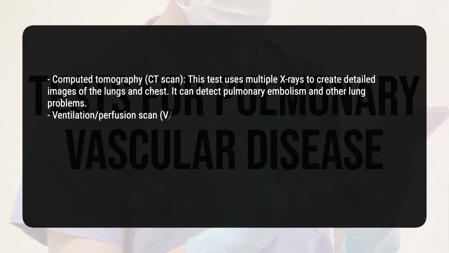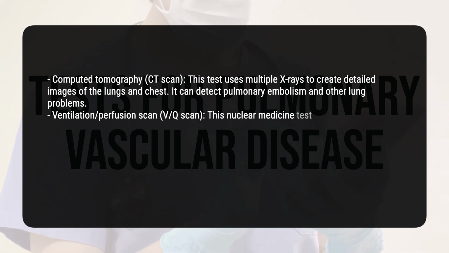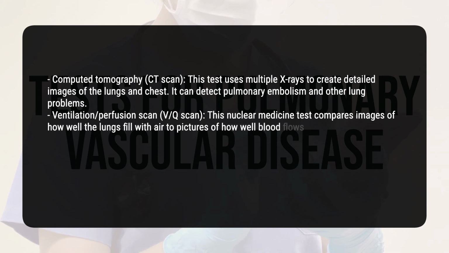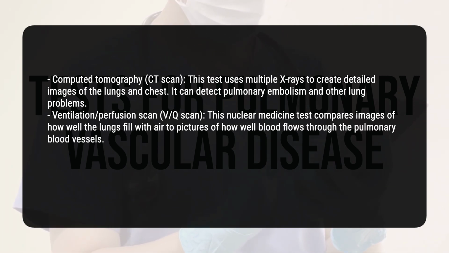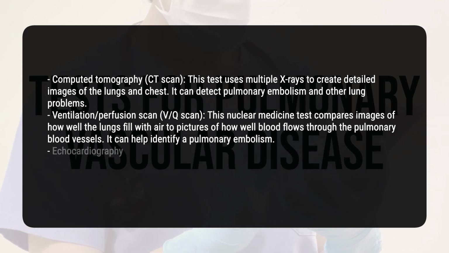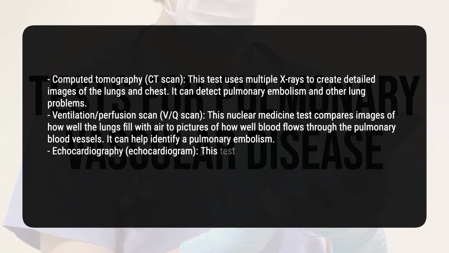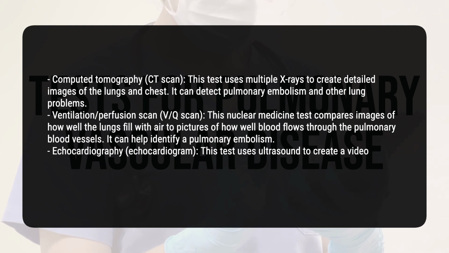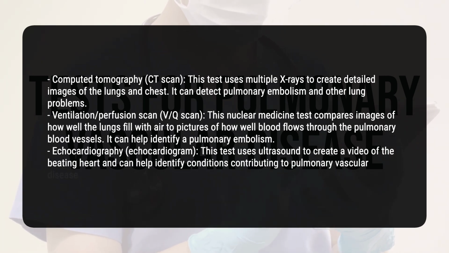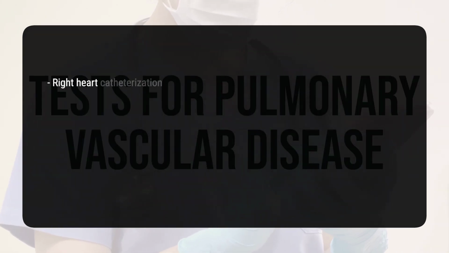Ventilation/perfusion scan, V/Q scan. This nuclear medicine test compares images of how well the lungs fill with air to pictures of how well blood flows through the pulmonary blood vessels. It can help identify a pulmonary embolism. Echocardiography, echocardiogram. This test uses ultrasound to create a video of the beating heart and can help identify conditions contributing to pulmonary vascular disease.